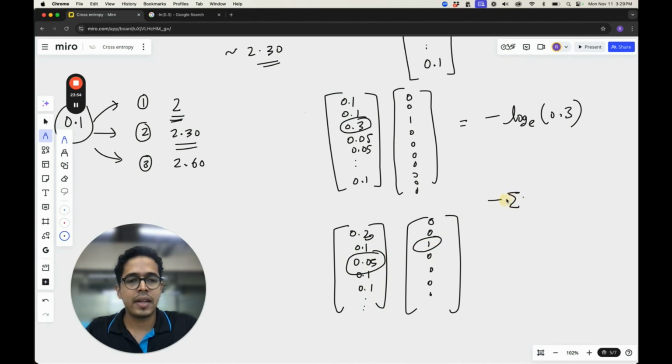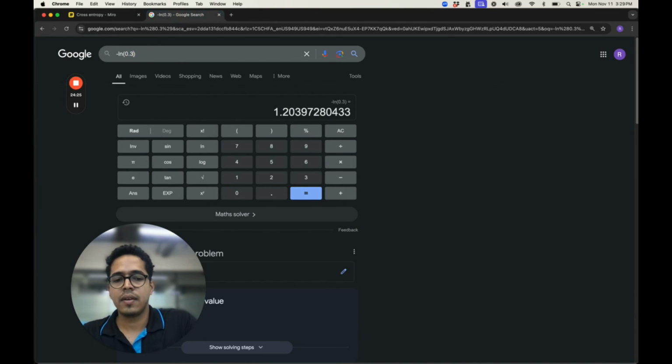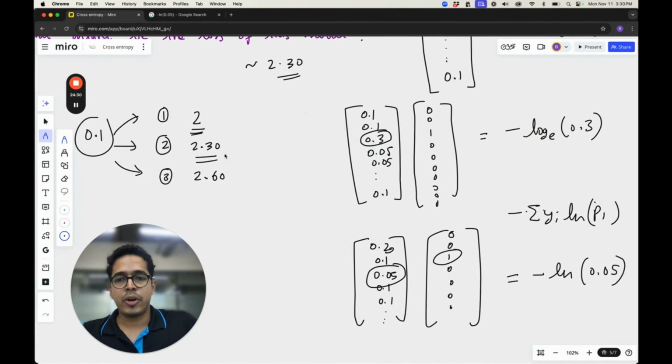So in the formula, minus yi ln pi, wherever yi is 0, which is the case with all the other entries, it does not matter what comes inside the logarithm. Only when yi is 1, that's where the logarithm comes into the picture. So here the cross entropy loss will be minus yi, which is 1, right? Because for the image equal to 2, the yi is 1, times the negative logarithm of 0.05, and that would be 2.99, you see, which is greater than 2.3.